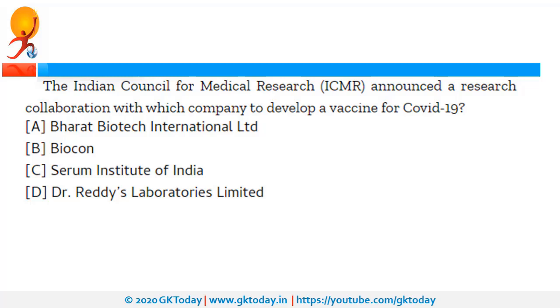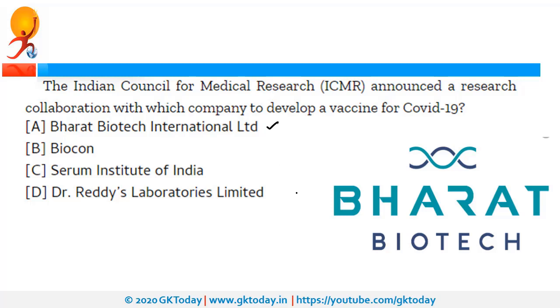ICMR, that is Indian Council for Medical Research, announced a research collaboration with which company to develop a vaccine for COVID-19? So for this purpose, ICMR and Bharat Biotech International Limited are going to collaborate to develop a vaccine. So this NIV under ICMR, NIV stands for National Institute of Virology, had already isolated the strains of the virus, and now this information will be shared with Bharat Biotech so that a vaccine can be developed for this virus. This NIV is in Pune.